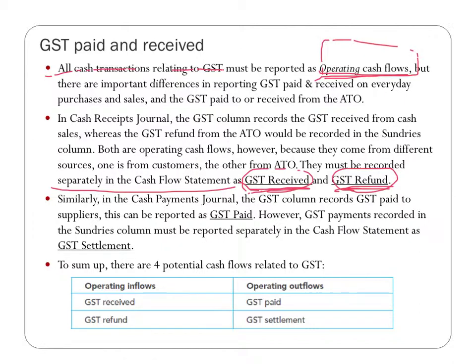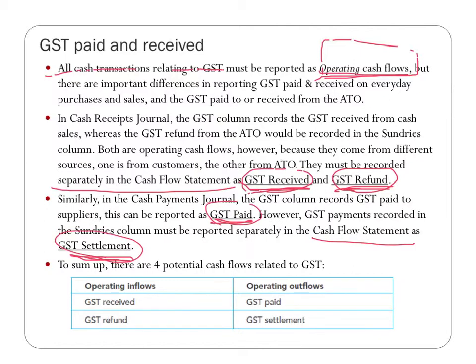Similarly, in the cash payments journal, the GST column records GST paid to suppliers. This can be reported as GST paid. However, GST payments recorded in the sundries column must be reported separately as GST settlement. Again, in the cash flow statement, make sure that you report these under separate headings. GST paid is what is paid to suppliers. GST settlement is what is paid to the ATO.